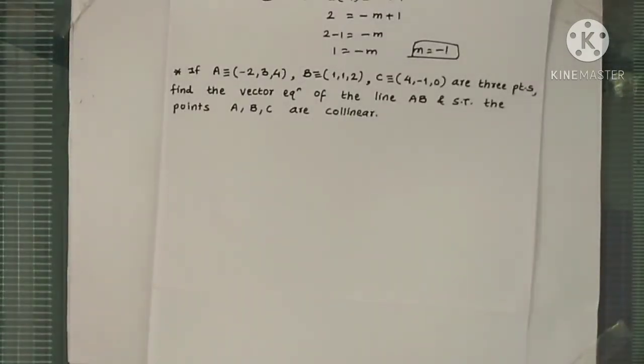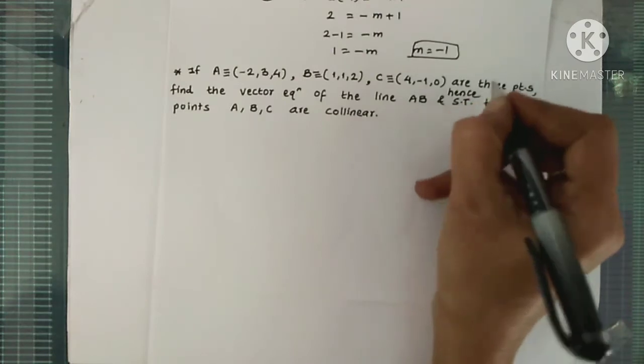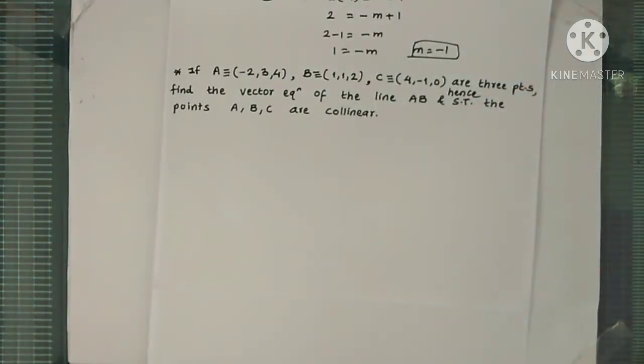Points A, B and C are given here. So those 3 points are given. Find the vector equation of line AB and hence show that, I forgot to write hence here, hence show that the points A, B, C are collinear. That means using the vector equation of the line only, we have to prove those points are collinear.